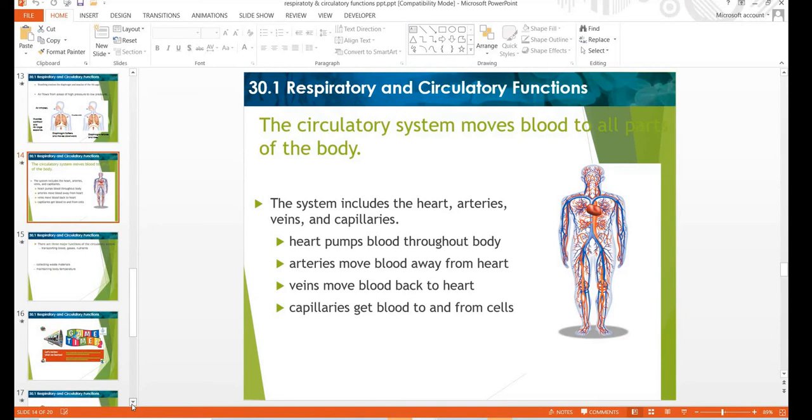We are on page number 855 of your textbook. You have the same picture, the picture of the circulatory system. It is composed of the heart, arteries carrying oxygen-rich blood, which are in red color, as you can see in this picture, the veins carrying oxygen-poor blood, which are in blue, and also the capillaries. Now the circulatory system has 3 types of blood vessels: arteries, veins and capillaries.